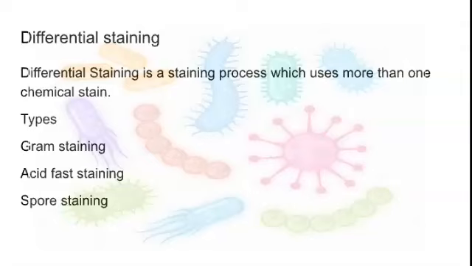Here there are three techniques or three types of differential staining. One is gram staining, acid fast staining, or spore staining. So these two are in your syllabus. So we will talk about gram stain and acid fast stain.